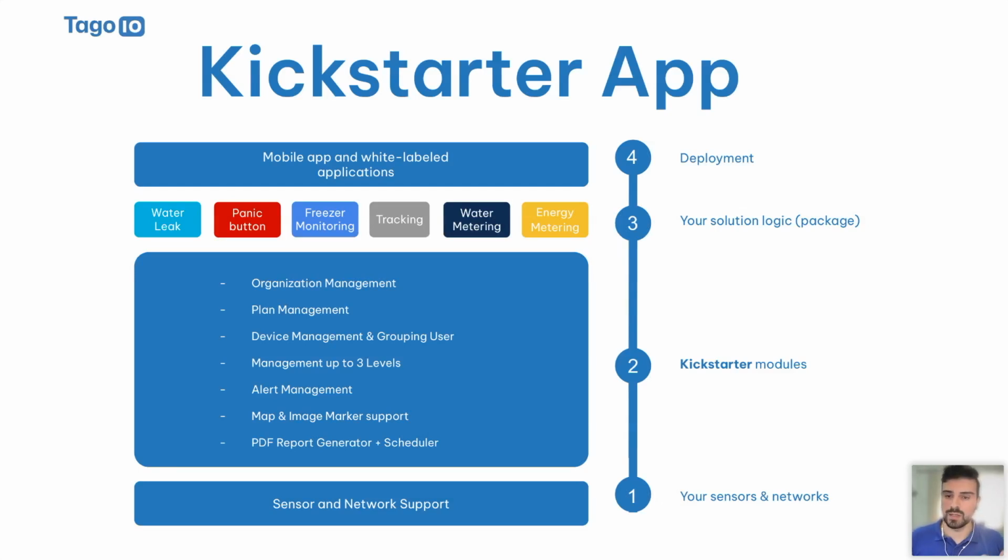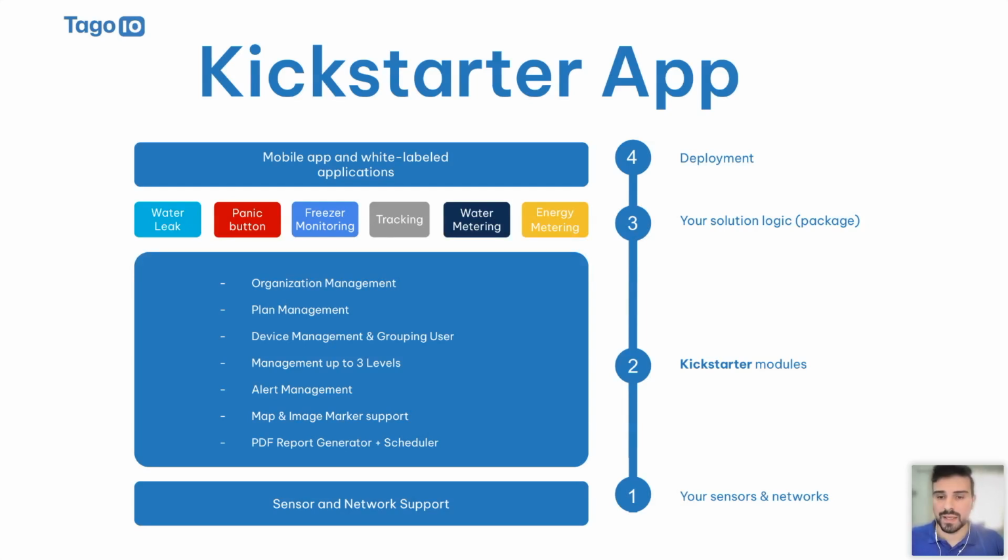Map and image marker support. That means that you can upload floor plans if you're working in, for example, warehouse and logistics. You can pinpoint your devices there and track them in real time. And the PDF report plus the scheduler, so you don't have to push the button every time to get a PDF. You can automate that for a particular sensor or a group of sensors or an organization.